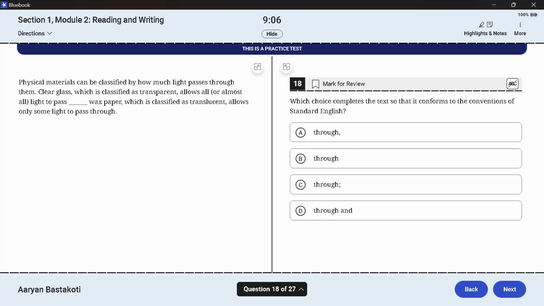Now about punctuation. Clear glass, which is classified as transparent, allows all or almost all light to pass through. Okay. Wax paper, which allows only some light to pass through.